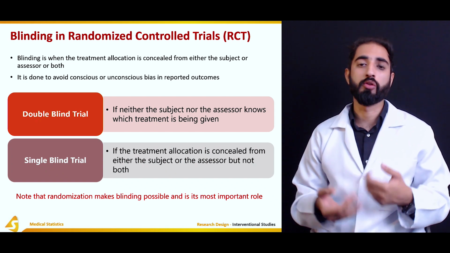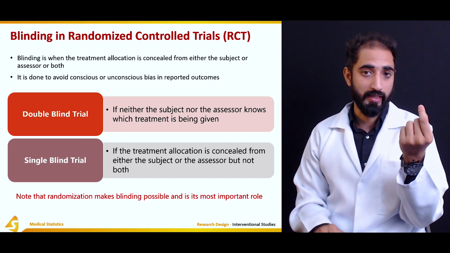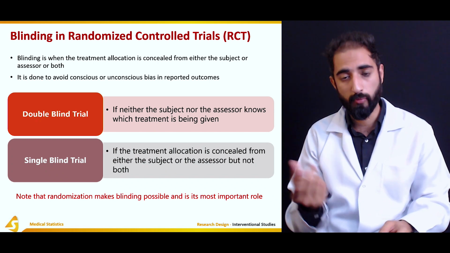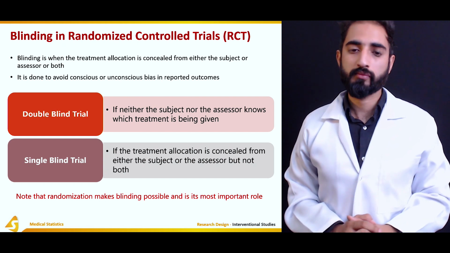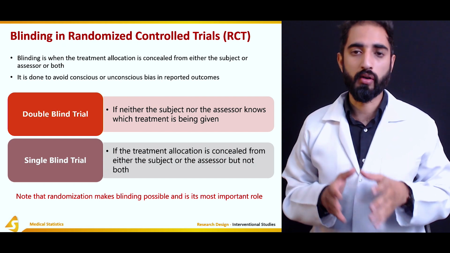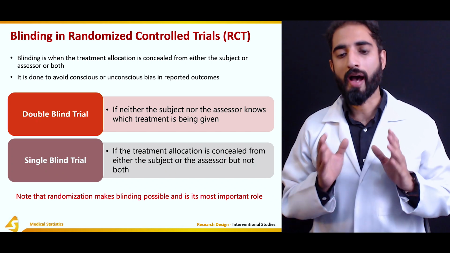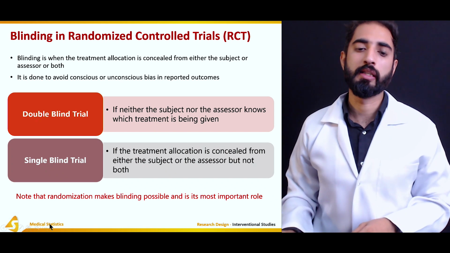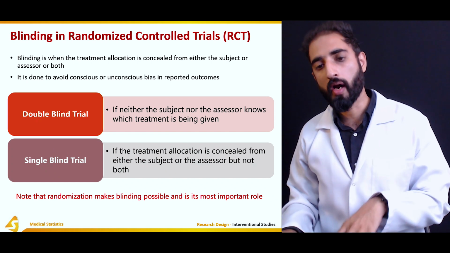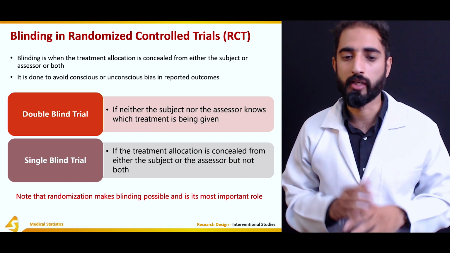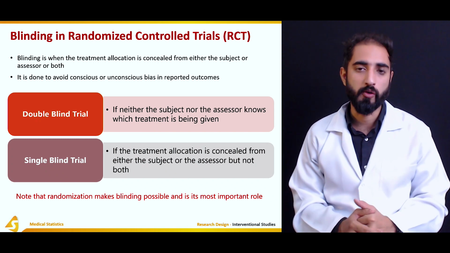Or the patient, for example, is receiving a pill, but does not know if this pill is the interventional pill or the placebo pill. The patient doesn't know whether he is in the treatment or control group. That means that the patient is blind towards the study. If either one of them is blind, then the trial is a single blind trial. If the assessor and the participant both are blind to the group, then it is a double blind trial. It is done to avoid conscious or unconscious bias in reported outcomes.